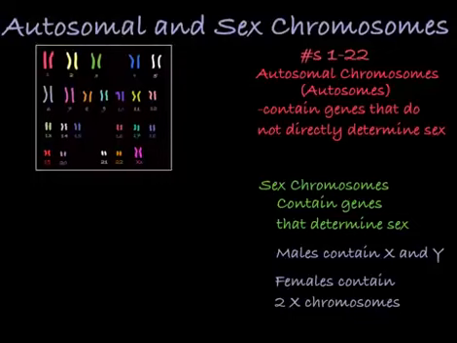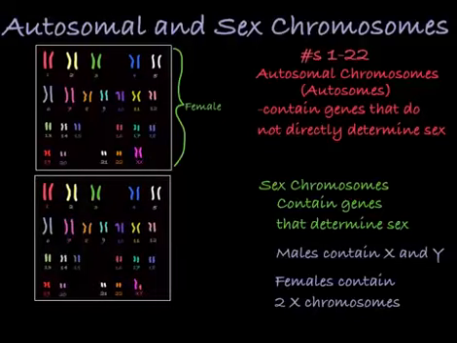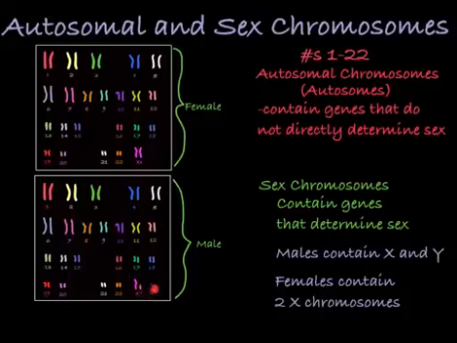So here you can see we have a female karyotype because we see 2 X chromosomes where the sex chromosomes are located. And here we have a male karyotype because you see 1 X chromosome and 1 Y chromosome. You will notice that the Y chromosome is significantly smaller than the X chromosome.